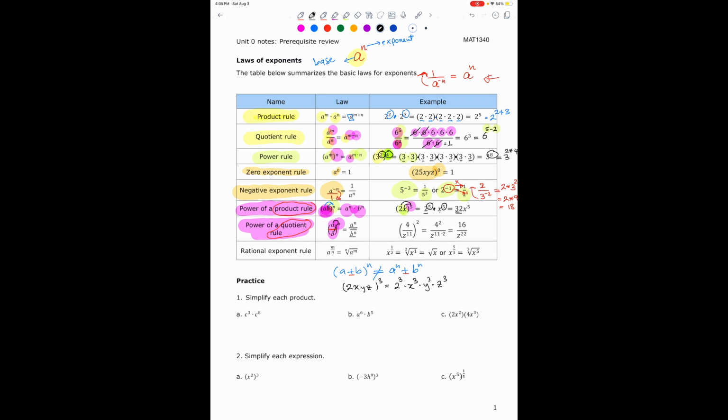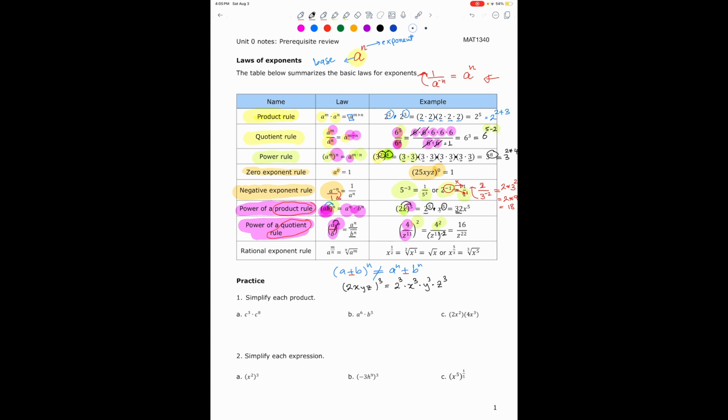Here is an example. If you have 4 divided by z to the 11th power and you raise everything to the second power, then you're going to distribute the power over the quotient, and you're going to say 4 to the second power and then divided by z to the 11th raised to the second power.